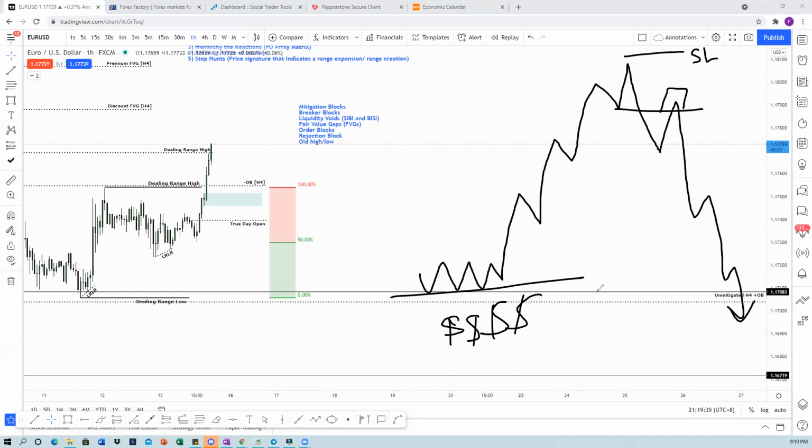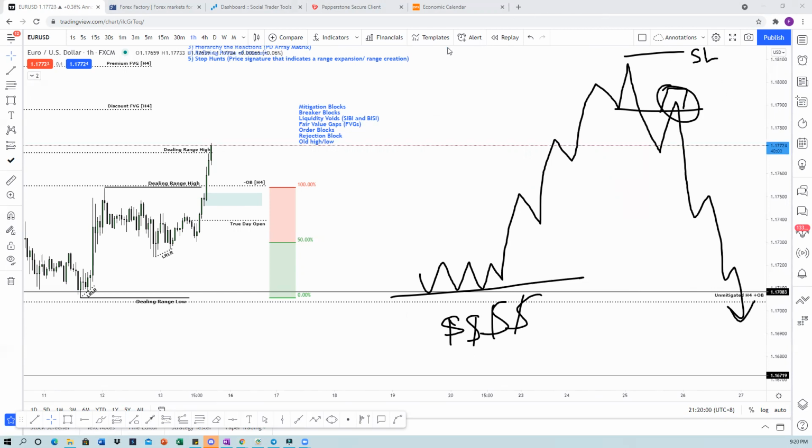So then what does this look like? Someone, anyone? Okay, market maker sell model. So what does that mean? This means that the breaker was used as a point of reversal. Breaker was used as a point of reversal.